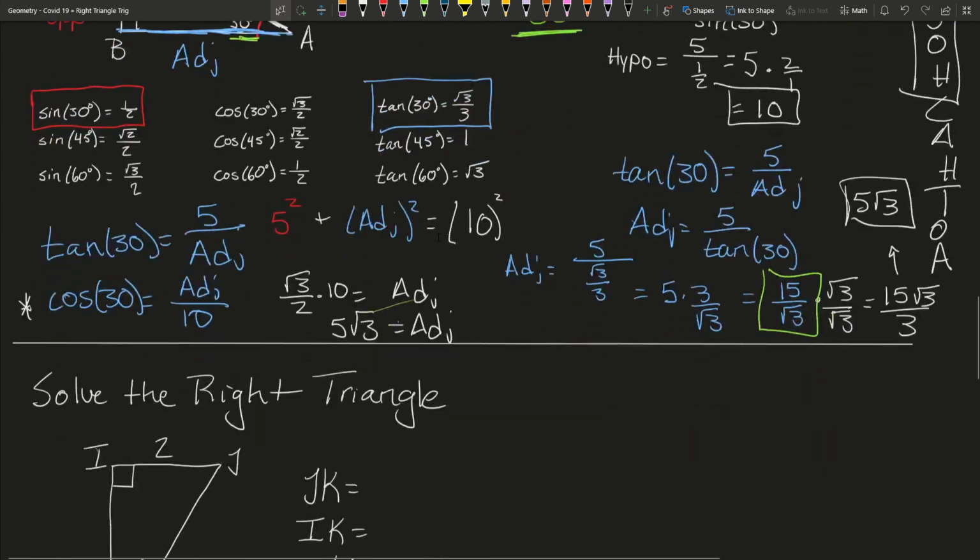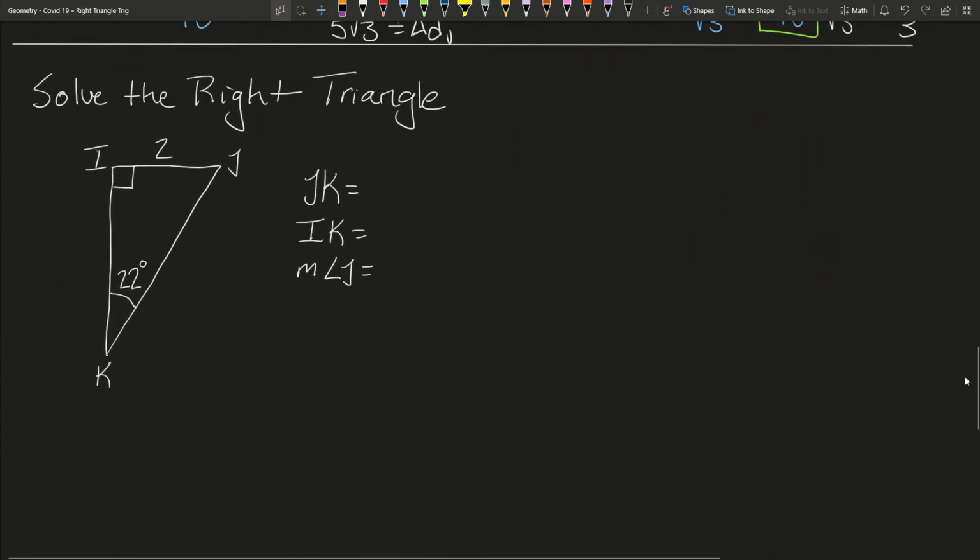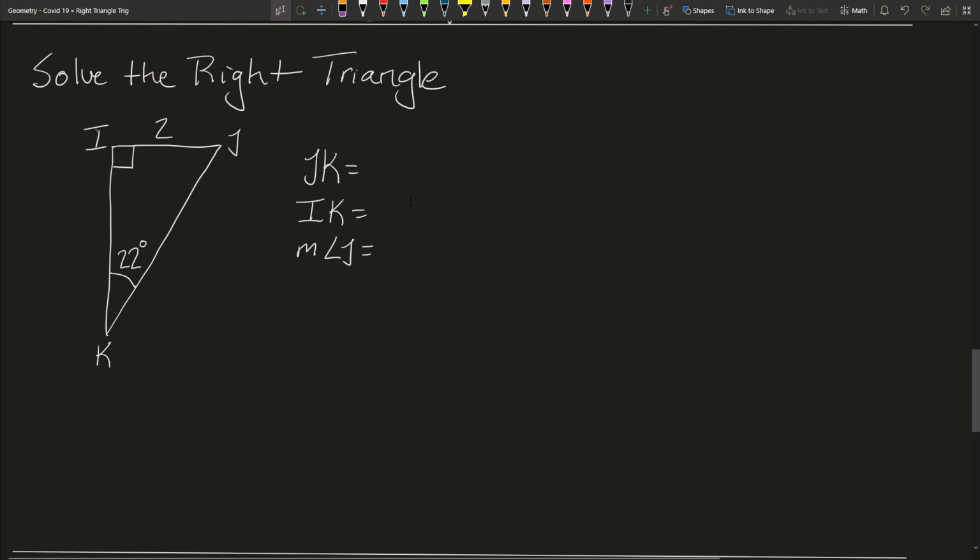Okay, but I do want to go over one more example that is actually slightly easier because we don't have to worry about rationalizing. Again, the directions just say to solve the right triangle. And like always, we're just going to label our sides. So after we label our sides, we can start to find different values. Okay. Again, I always like to get this measure of angle J out of the way.